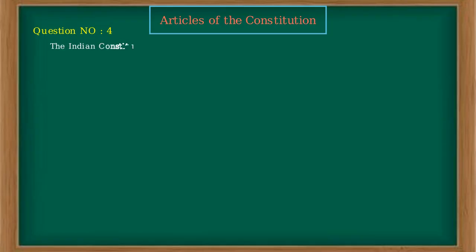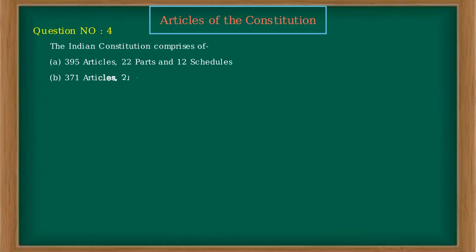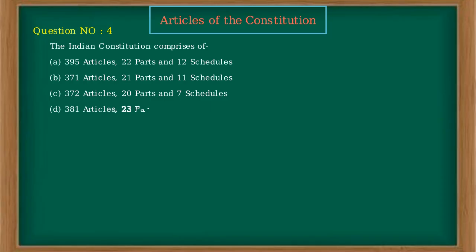The Indian Constitution comprises of A. 395 articles, 22 parts and 12 schedules. B. 371 articles, 21 parts and 11 schedules. C. 372 articles, 20 parts and 7 schedules. D. 381 articles, 23 parts and 8 schedules. Ans. A.